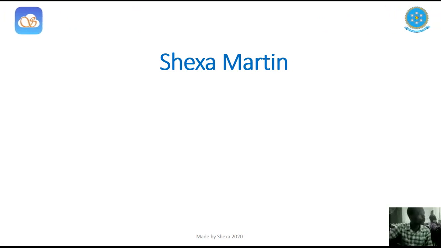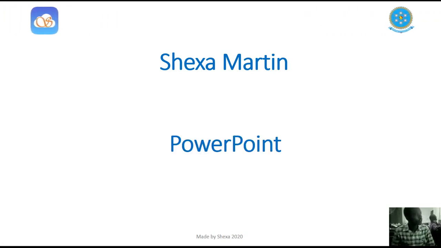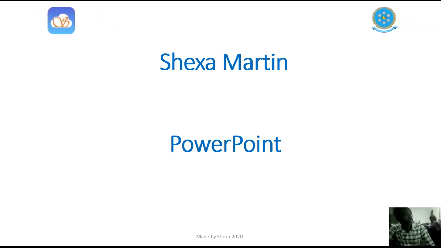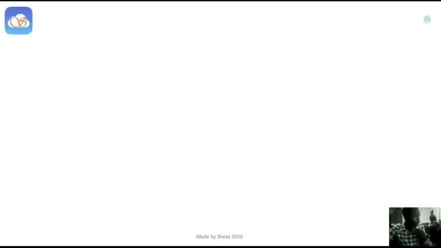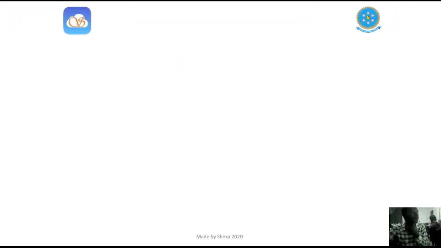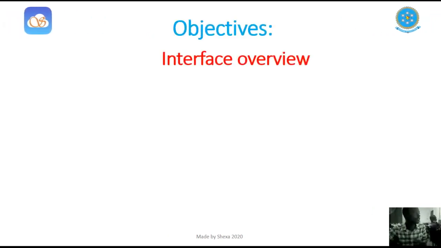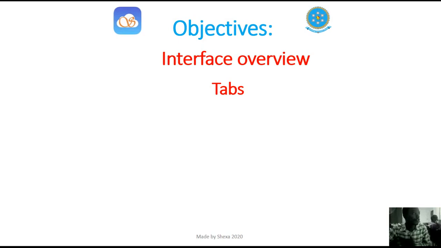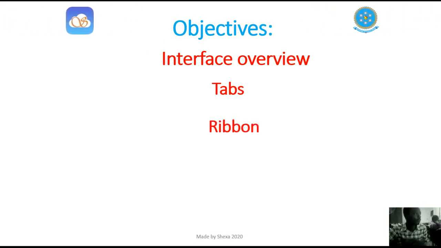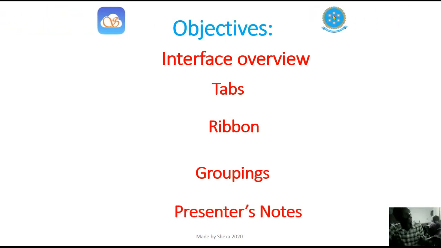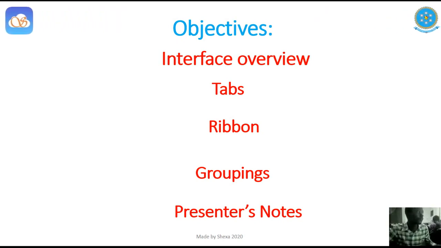Then from there you click next or downward arrow, and then you say the topic that you're going to present about. And then from there you go to the next slide where you define your objectives to say in this presentation or in this lecture I'm going to talk about these: interface overview, that is PowerPoint interface. We're going to talk about tabs, we're going to talk about ribbon, we're going to talk about groupings, we're going to talk about presenters notes. And exactly this is the outline of what we are going to do right now today in this lecture, right?